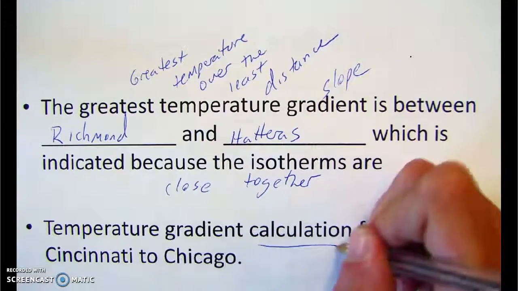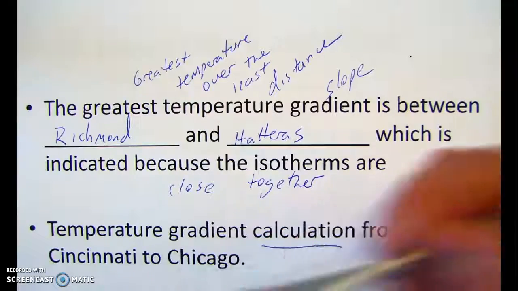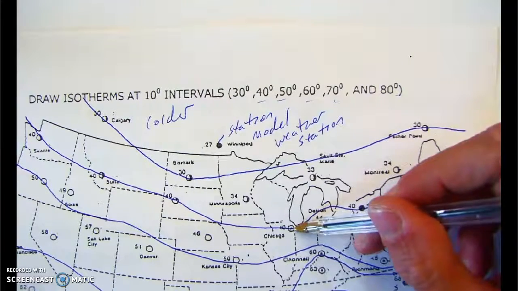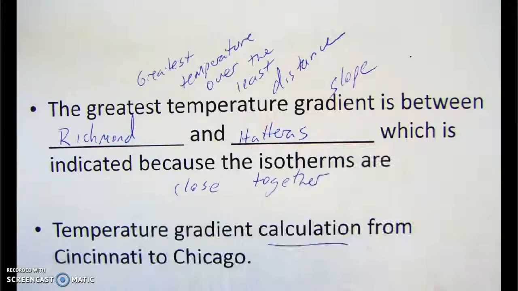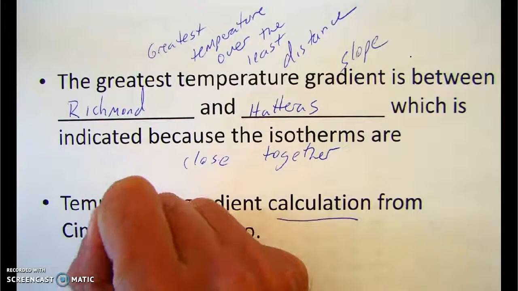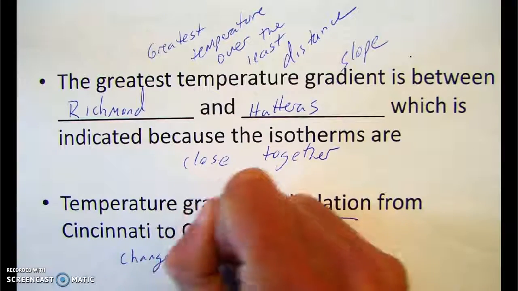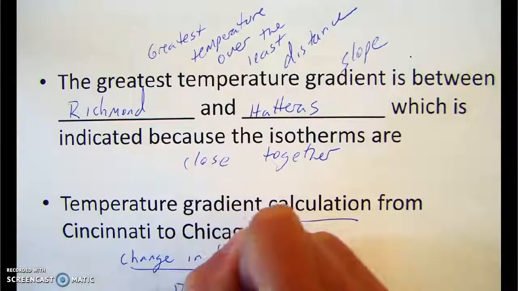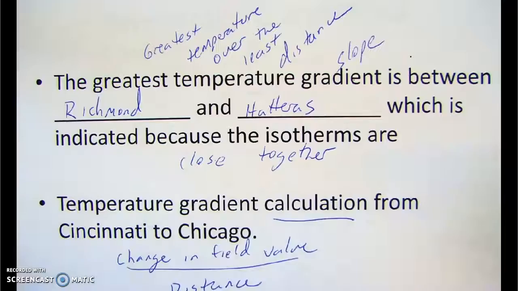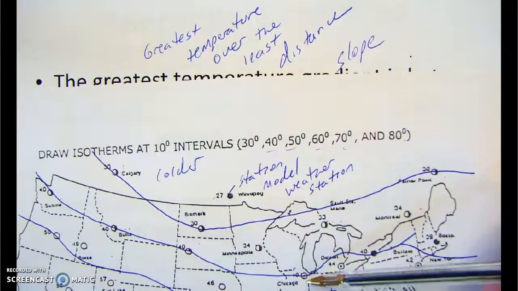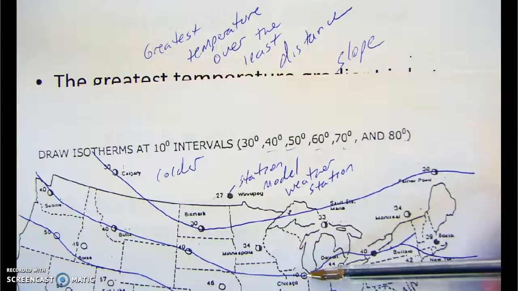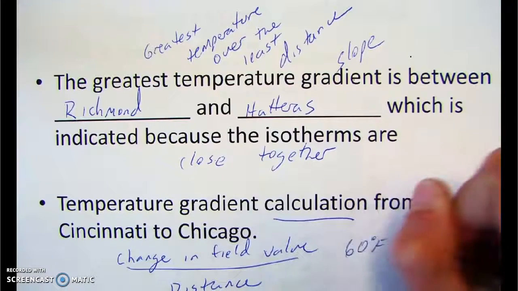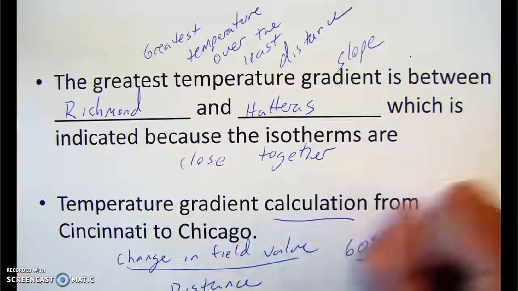If we wanted to actually calculate the gradient, we could do that between two cities like Cincinnati and Chicago. Here's Cincinnati and there's Chicago. And if you remember, the formula for gradient was change in field value over distance. In this case, my field value is temperature in Fahrenheit. If we look at the map, Chicago has a temperature of 40, and Cincinnati a temperature of 60. So I have 60 degrees Fahrenheit minus 40 degrees Fahrenheit divided by the distance.